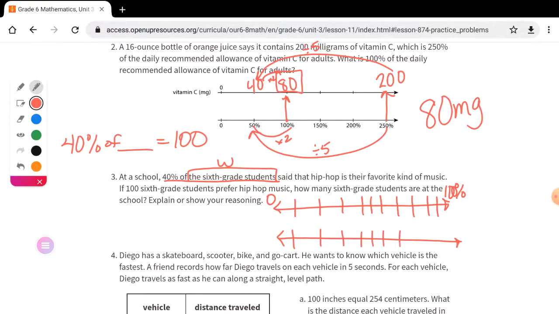These should be fairly close, but if I broke it into 10 equal parts, I'm counting by tens. 10, 20, 30, 40, 50, 60, 70, 80, 90. Oops, I have one extra. There's 100.